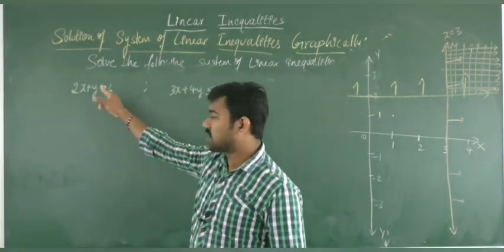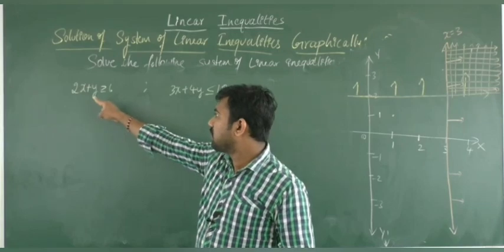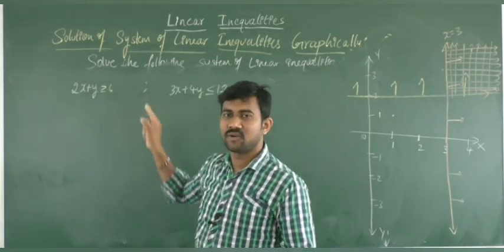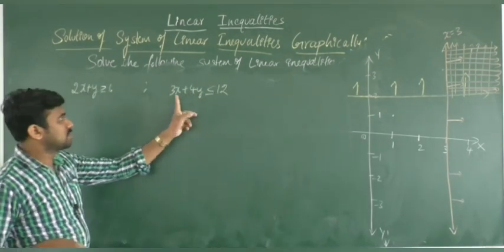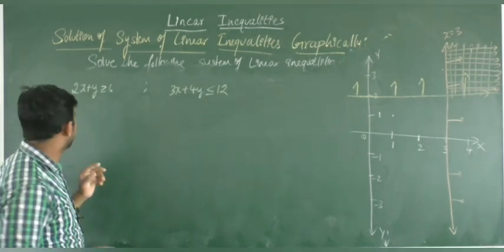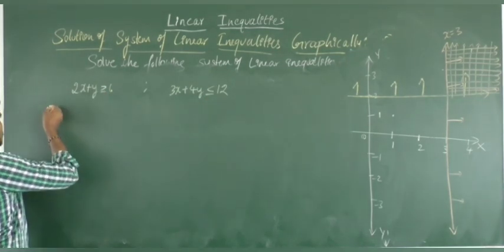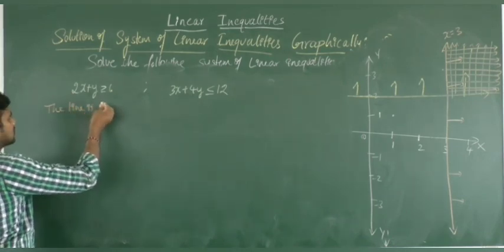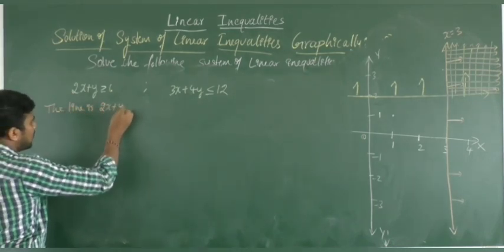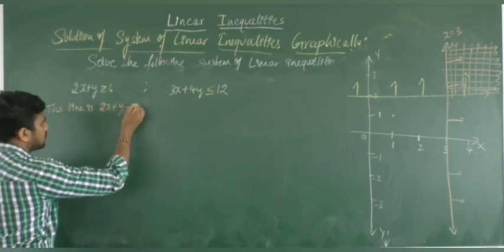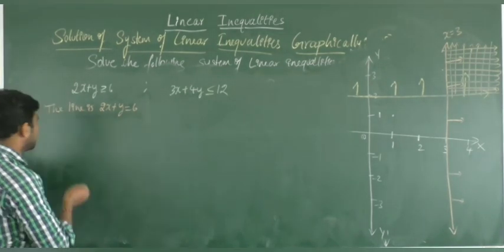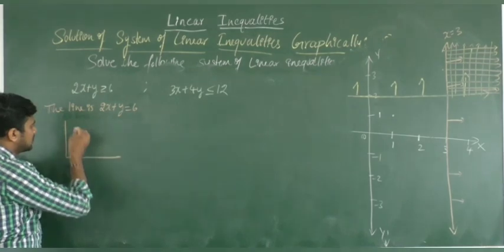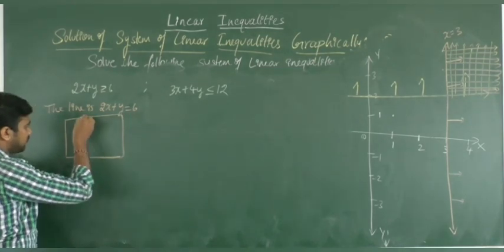Okay, so the question we have is 2x plus y greater than or equal to 6 and 3x plus 4y less than or equal to 12. Now we'll solve the question. The line is 2x plus y equal to 6. So the points on the coordinate axes we need to find.